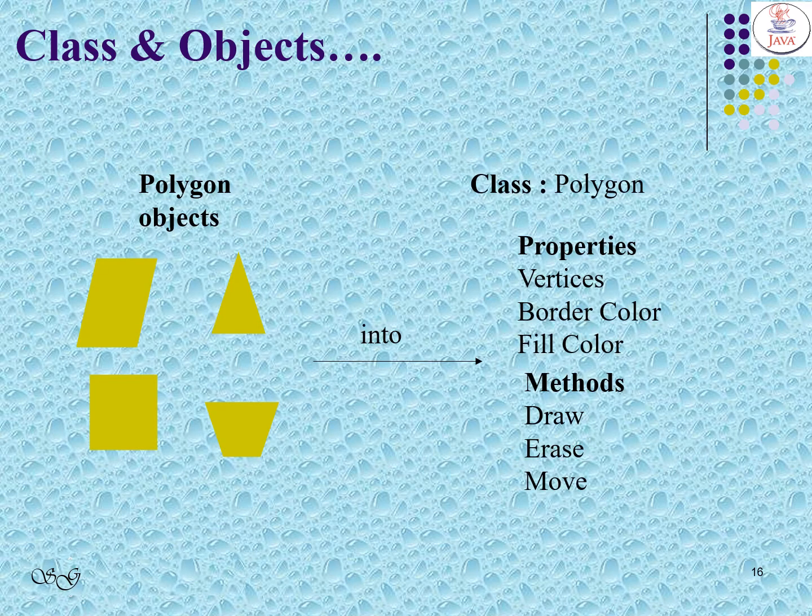Here is an example to obtain a class by observing different objects. Different geometrical shapes like rectangle, triangle, square and quadrangle are observed and concluded with a class by the name polygon. They have similar properties, namely vertices, border color and fill color, and they exhibit the functionalities by name draw, erase and move.